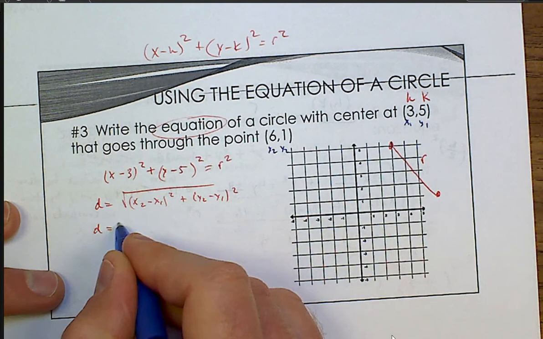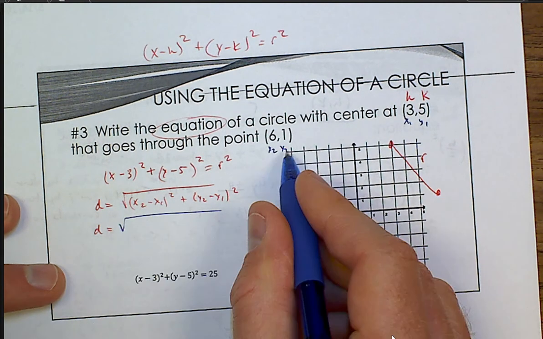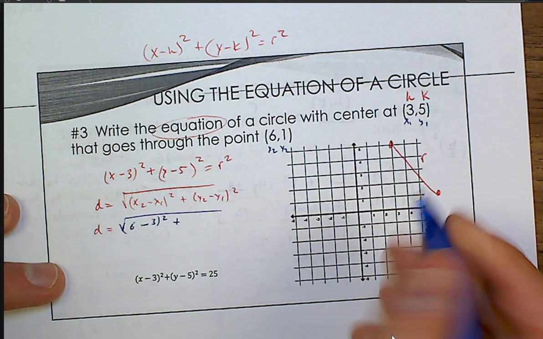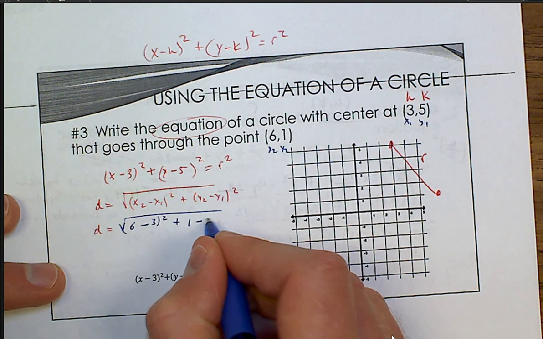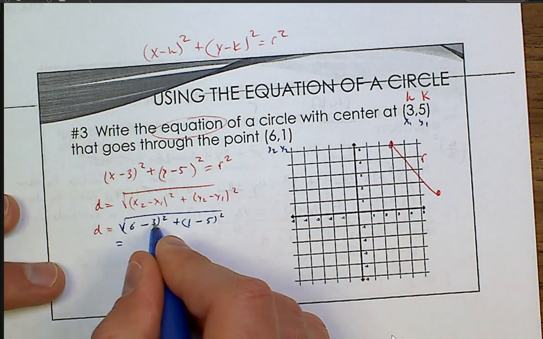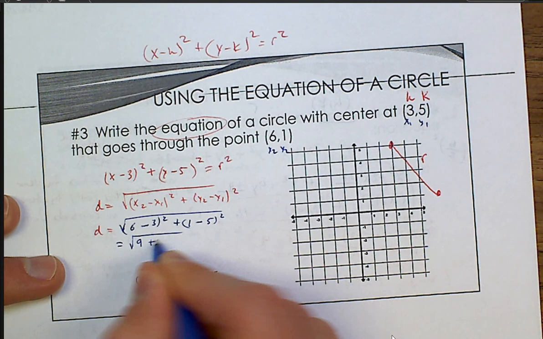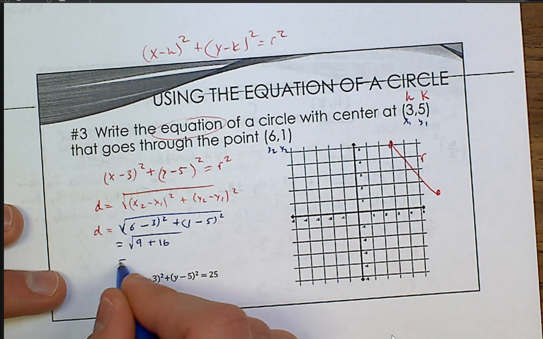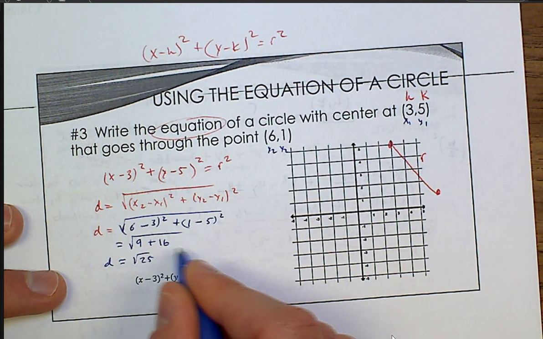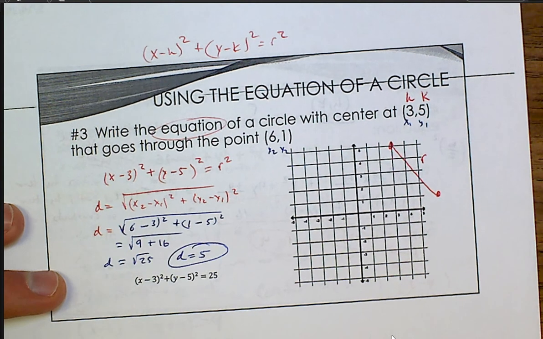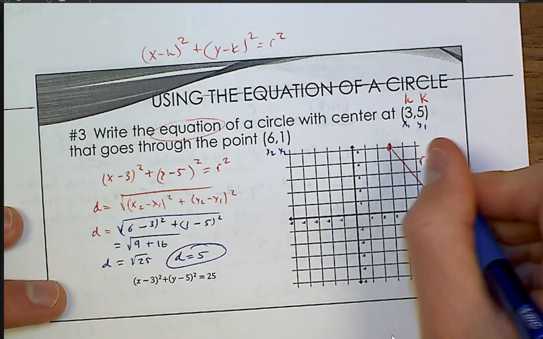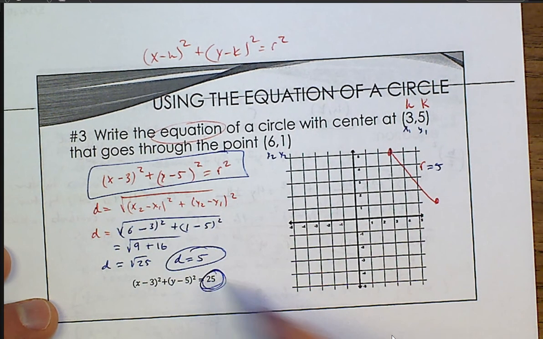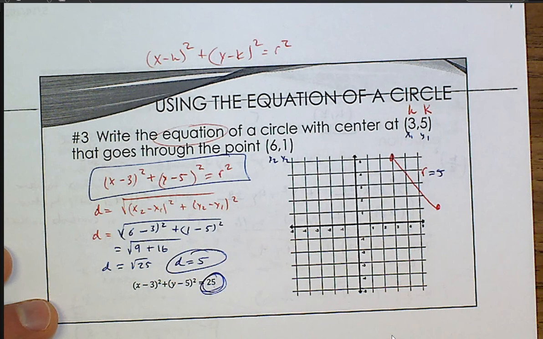So the square root of x2 is going to be 6 minus 3 squared plus y2 is 1 minus 5 squared. So 6 minus 3 is 3. 3 squared is 9 plus, that's negative 4, right? Squared is 16. And so I get the distance is the square root of 25, so d equals 5. So my radius is 5. And I put that back into my equation, which is this. Remember, that's got to be r squared, so my radius of 5 gets squared. And there is my final answer right there.